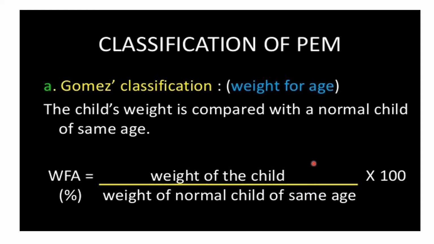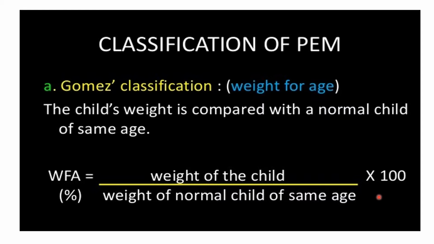Okay. For example, the weight of the child, the existing weight. If a 1 year old child is weighing 6 kgs, what is the standard weight of a child of the same age? That is 7.5. 6 divided by 7.5 into 100. Like that we get some percentage.